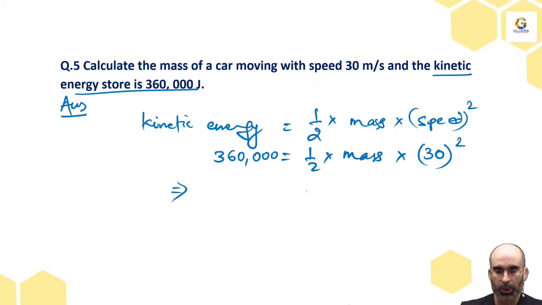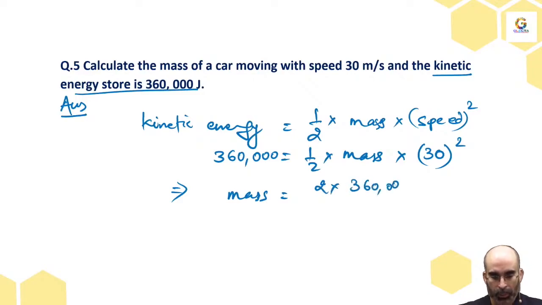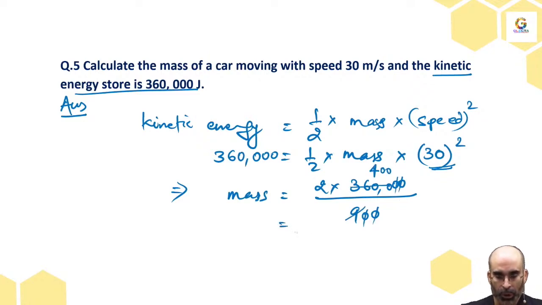So what's the answer for this? So it goes like this: mass equals 2 multiplied by 360,000 divided by 900. Square of 30 is 900. So what's the final answer? 400. So it is 800, right? 800 what? What is the unit for this? Kilograms. So this is the answer.